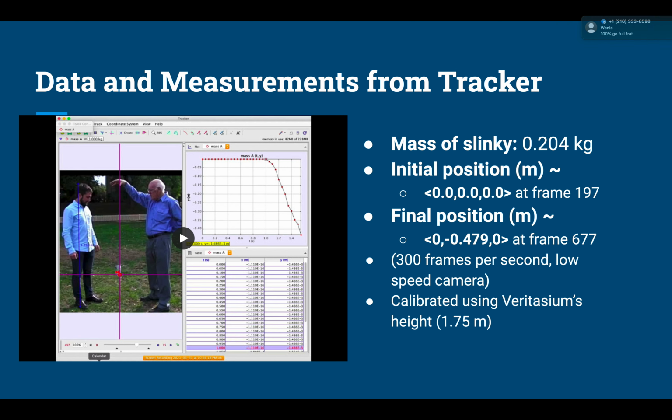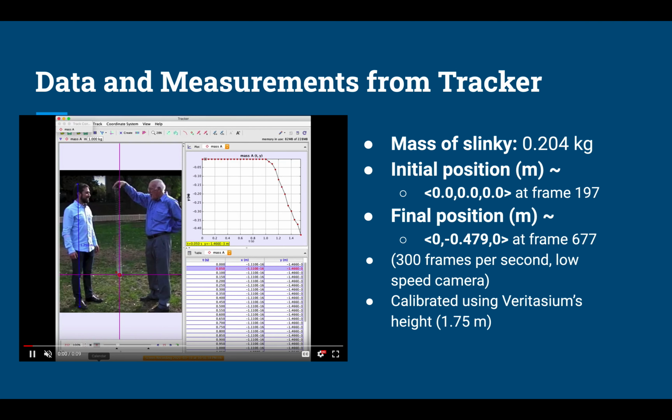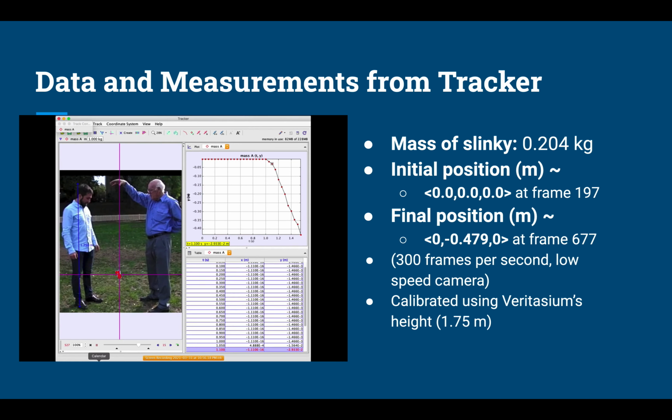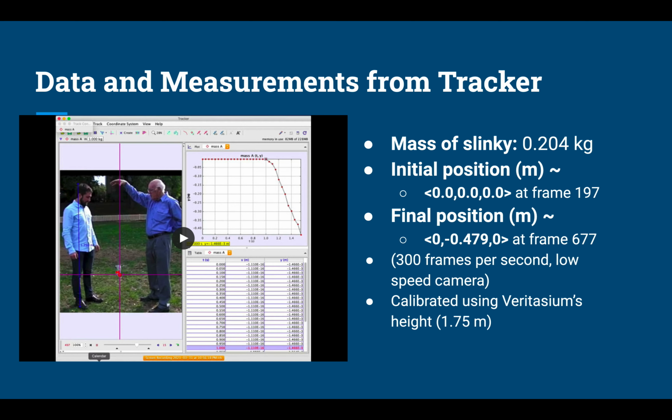So this is the data and measurements from Tracker. On the left, you can see the Tracker recording. And we know that the mass of the Slinky is 0.204 kilograms, and we know that it initially starts at the zero vector. So I calibrated the y-axis and x-axis so that it starts at the bottom of the Slinky. And then the final position is negative 0.4790, and this is at frame 677.